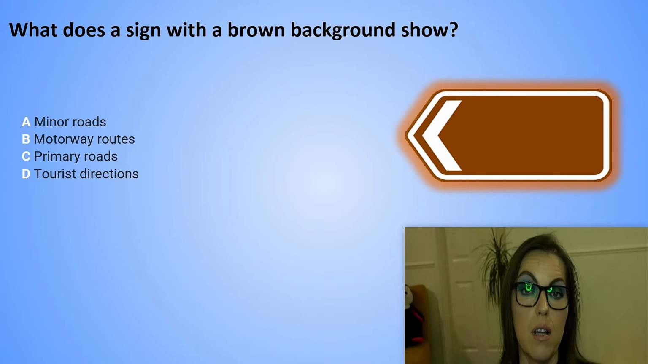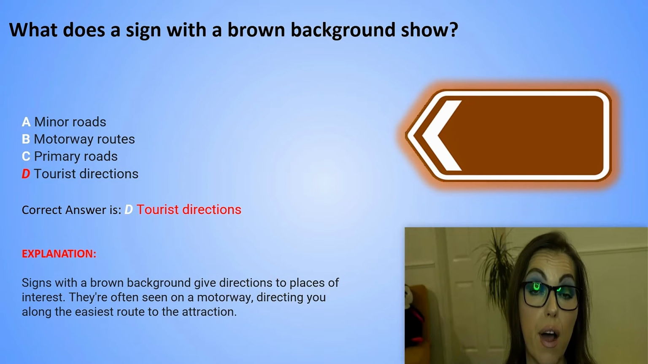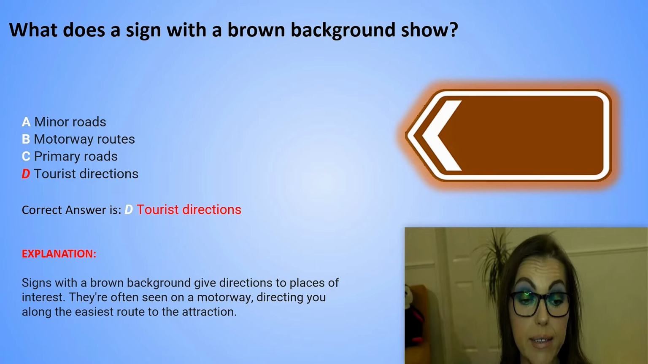5, 4, 3, 2, 1. The correct answer is D. Tourist directions. Explanation. Signs with a brown background give directions to places of interest. They are often seen on a motorway, directing you along the easiest route to the attraction.